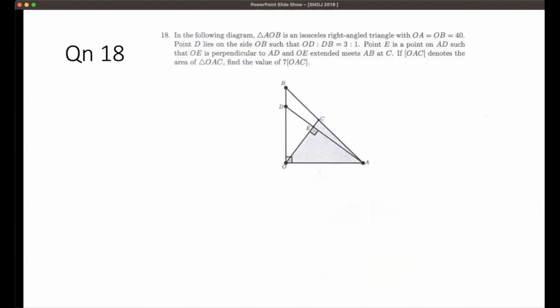Moving on to question 18. In the following diagram, triangle AOB is an isosceles right-angled triangle where OA equals OB equals 40. Point D lies on the side OB such that OD to DB equals 3:1. Point E is a point on AD such that OE is perpendicular to AD, and OE extended meets AB at C. The question wants us to find the value of 7 times the area of triangle OAC.